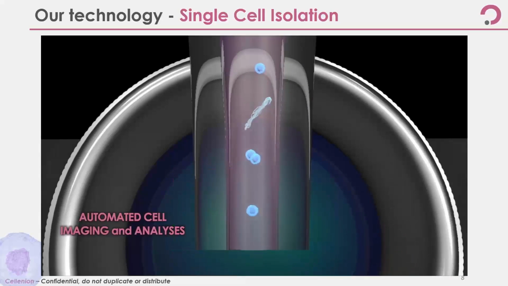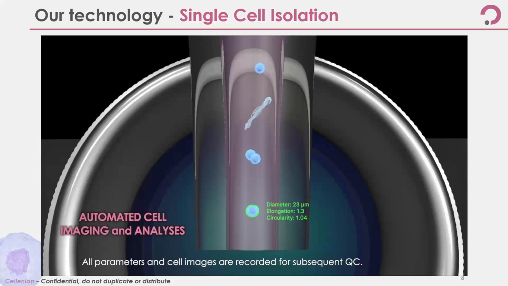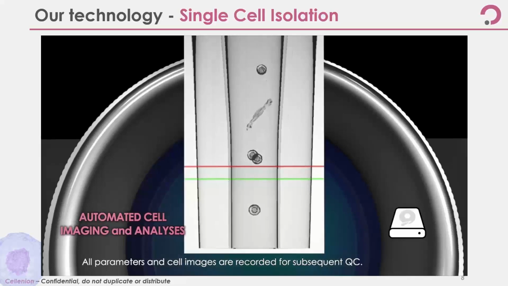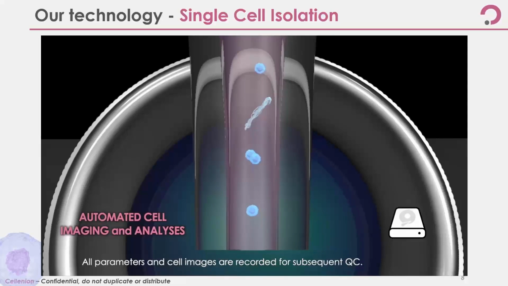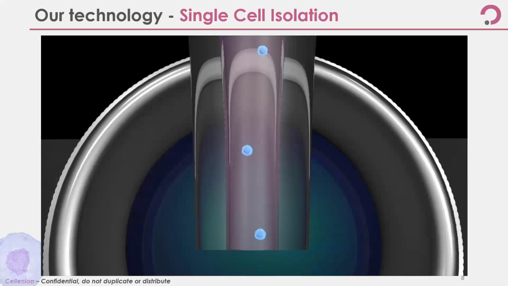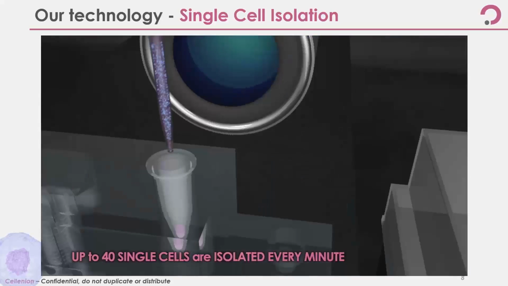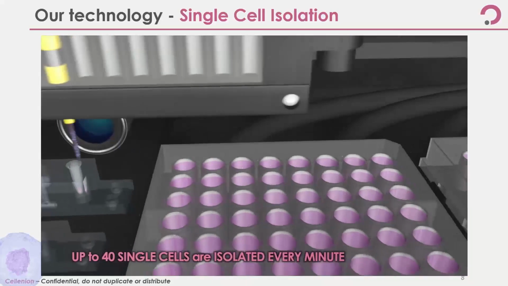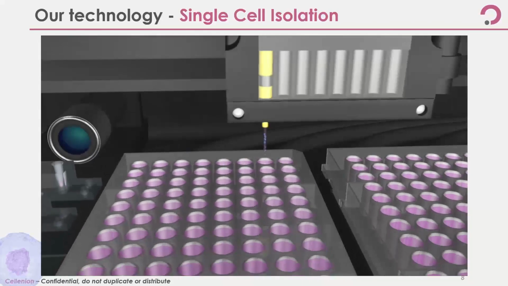Single cell detected, nothing in the sedimentation zone. Then you have images of the cell where you can set up diameter, elongation, and circularity parameter. All images are recorded. Then if you get a doublet, it's not going to be isolated, as well as debris. And then we can isolate up to 40 single cells per minute.